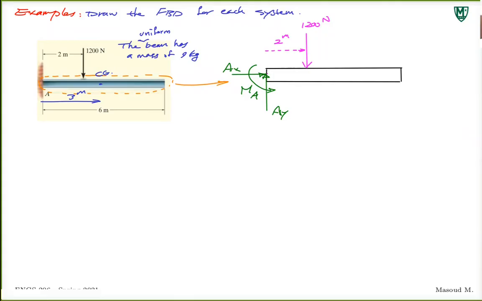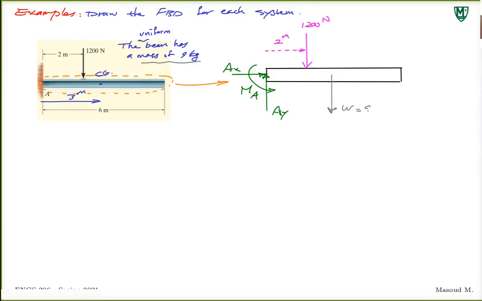Oh, well, almost there. There is one missing, right? I gave you the mass of the beam. So that means we have to take into account the weight. Again, weight is always downward. And I told you it's always applied to center of gravity. So I'll put it right here. Center of gravity I'm given, which basically is uniform. So it's in the center, W.